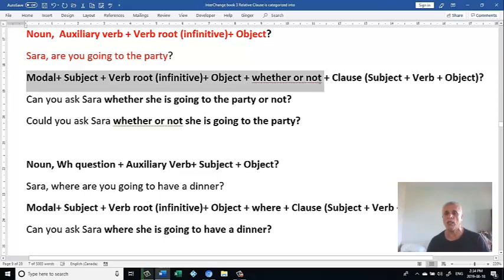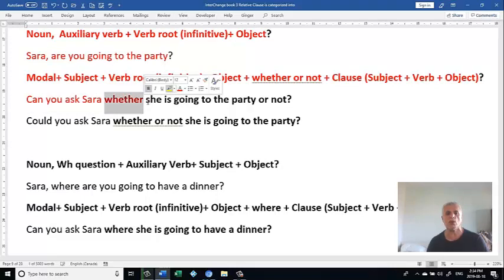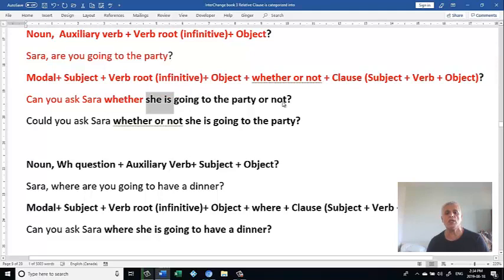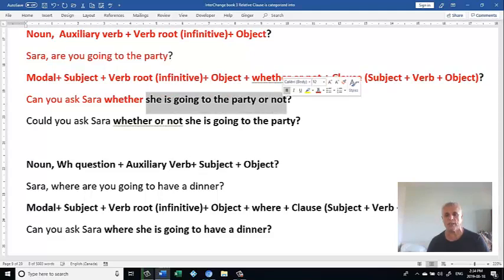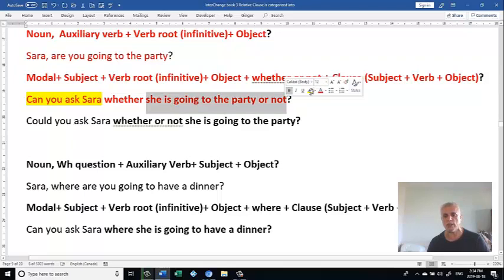Then we have modal, subject, verb, or root of the verb, infinitive, then object, then whether or not. The other one we use if. Now we're going to say whether or not. Then we have the clause, then subject, verb, object. Then we have the indirect request. Can you ask Sarah? That's the first part. Then we have whether, as a connector between the two sentences, two clauses. She is going to the party or not. Then you could say, can you ask Sarah whether she is going to the party or not?